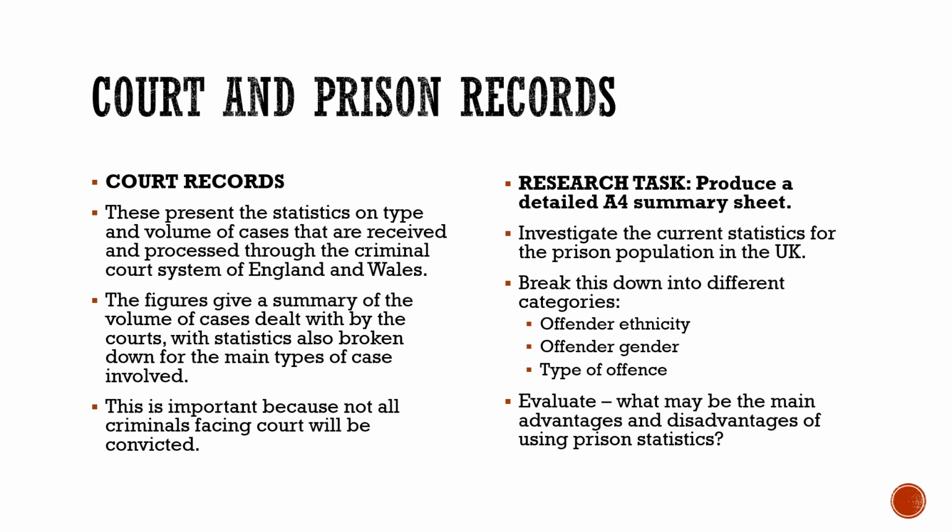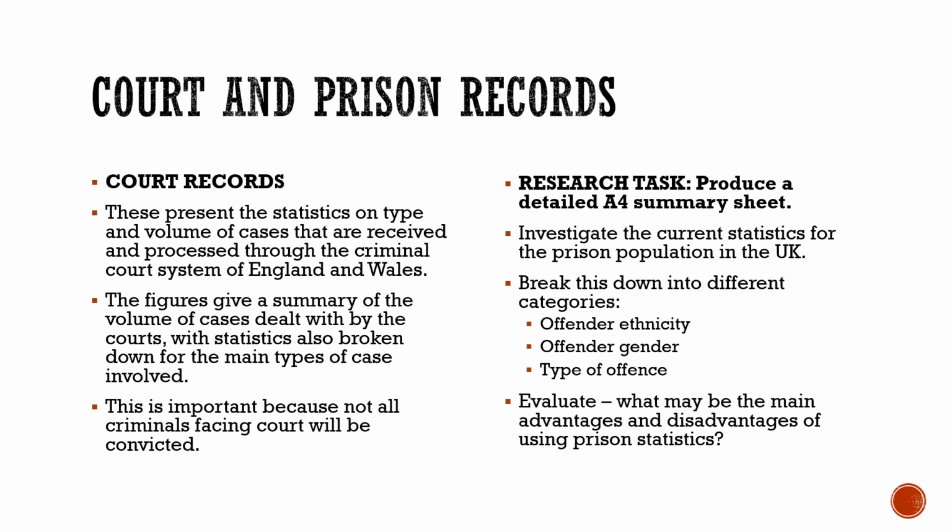What I would like you to do is have a look at the statistics broken down into a number of different categories. The first two in that bullet point there, the offender's ethnicity and gender, are extremely relevant to your next topic, which is the distribution of crime, criminality and victimology. So that will help you set the scene for the discussions around age, ethnicity, gender, and so on when we're looking at who is the criminal and who is the victim.